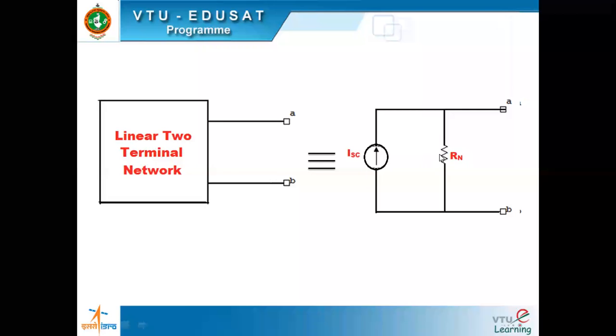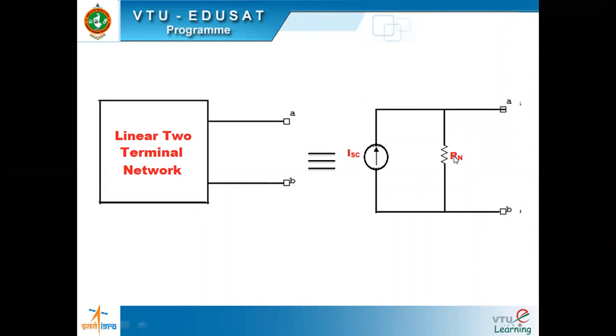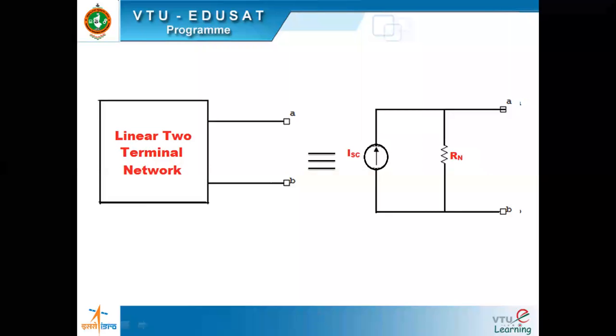And how to find out this RN? If the circuit consists of independent sources only, RN can be found out by the deactivation of the independent sources, or by turning off the independent sources. It is very similar to the resistance that we used to find in Thevenin's theorem. So let me give you the secret. The secret is the Norton's resistance and the Thevenin's resistance are the same. They are not different at all.